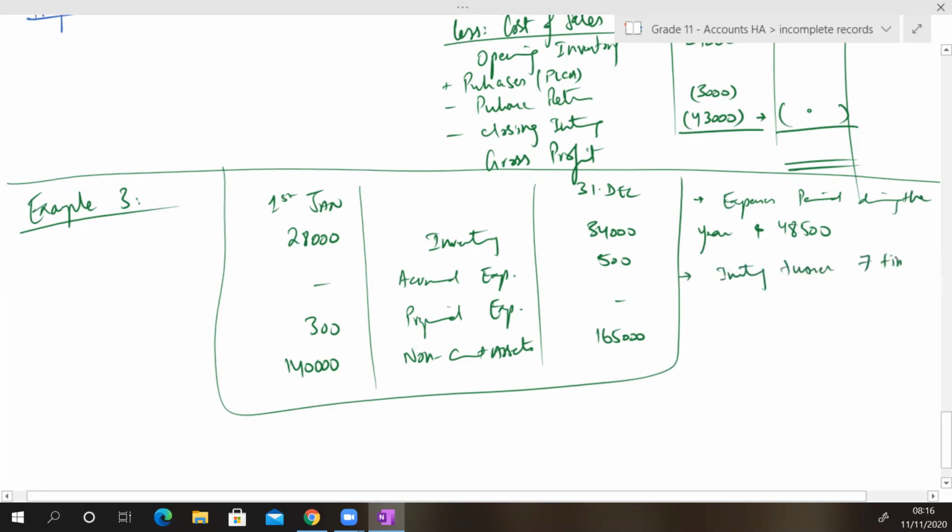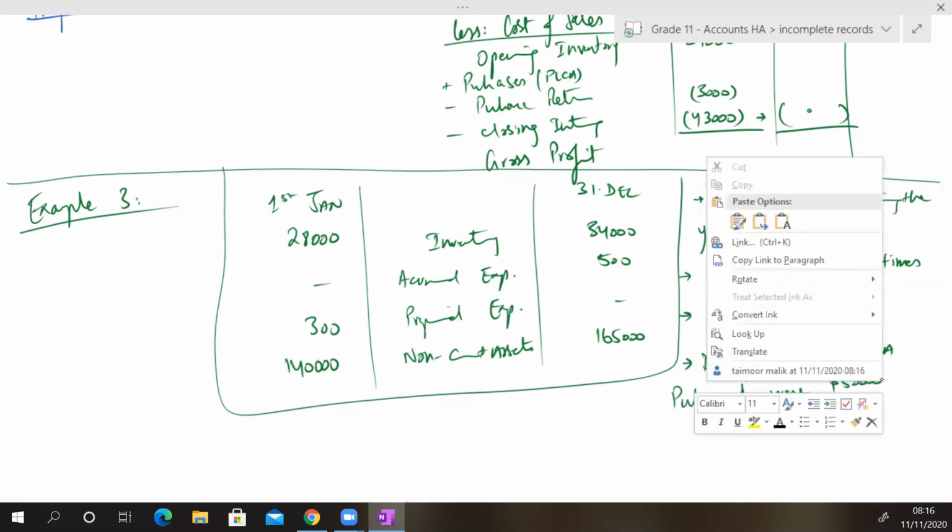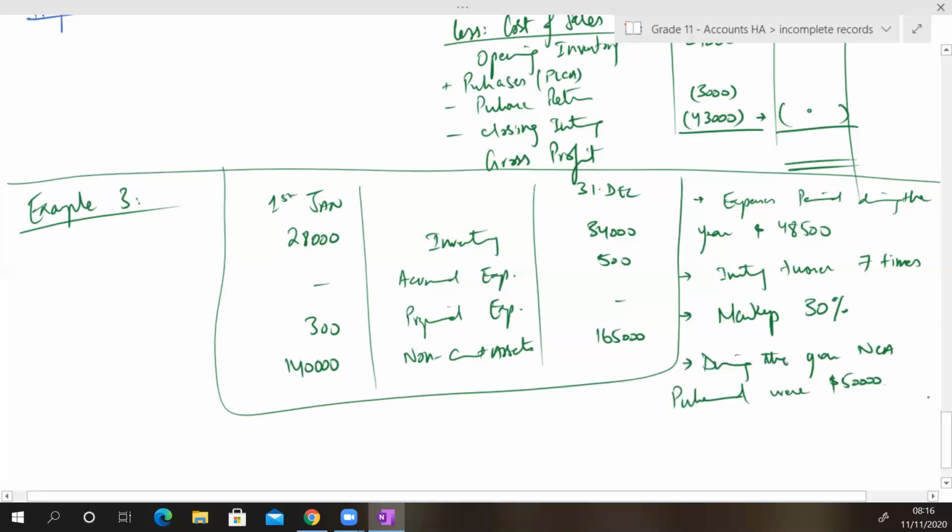Inventory turnover is 7 times. ठीक है. Markup is 30%. सही है. और during the year non-current asset purchased were 50,000. ठीक है जी.